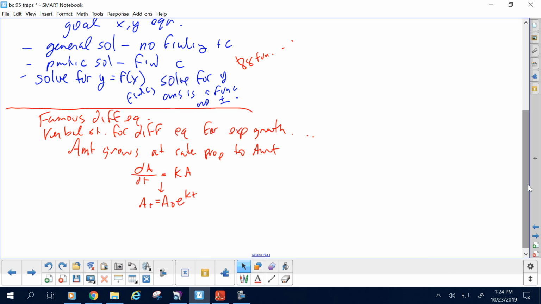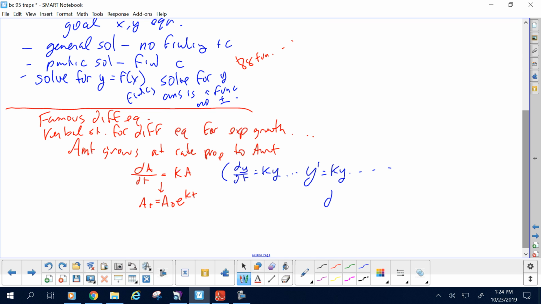By the way, you'll often see this written a lot of different ways. dy/dt equals ky, or y prime equals ky. Then they'll try a little gotcha once in a while. What about dx/dt equals ky? Is that exponential growth? It is not. It is something else entirely. So make sure the amount grows at a rate proportional to the amount. For this to be the differential equation for exponential growth, it's got to be there.